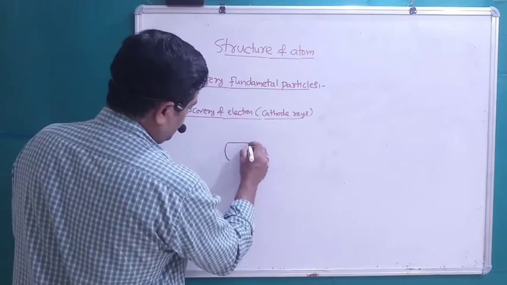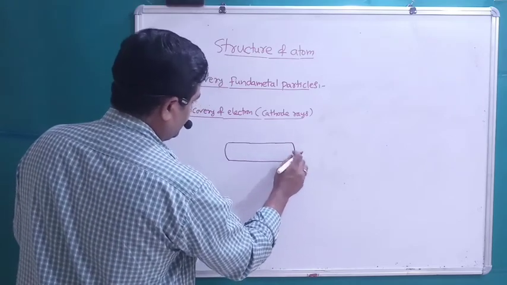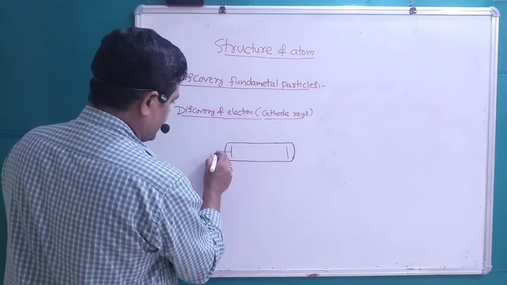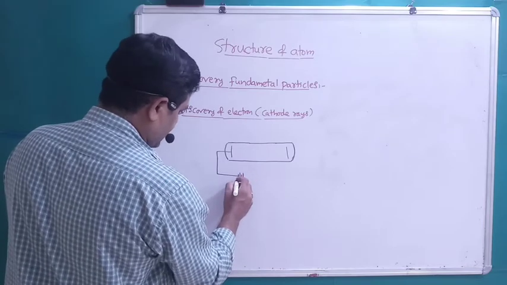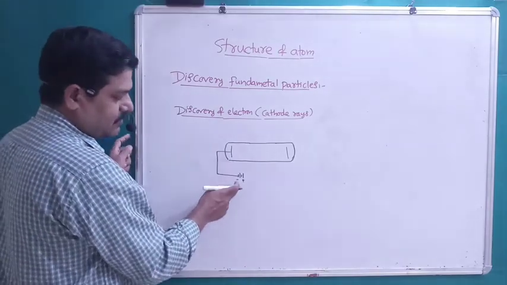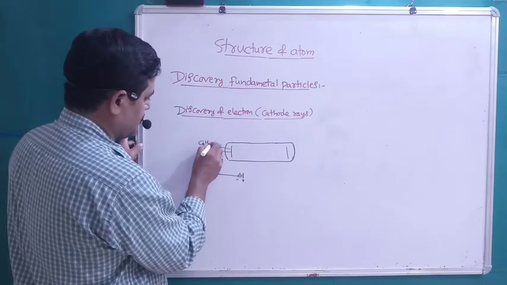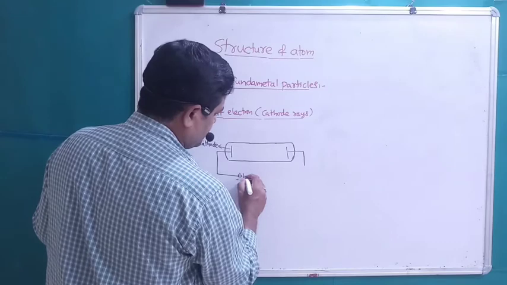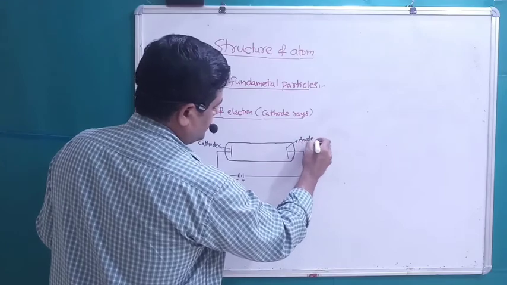Discharge tube is a thick shell glass tube, hard glass tube, in which two metal plates are arranged. The metal plate which is connected with the negative terminal of the battery, the small line indicates a negative charge, and the big line indicates a positive. The metal plate which is connected with the negative terminal of the battery is known as the cathode. The charge on the cathode is negative. The metal plate which is connected with the positive terminal of the battery is called the anode, right?